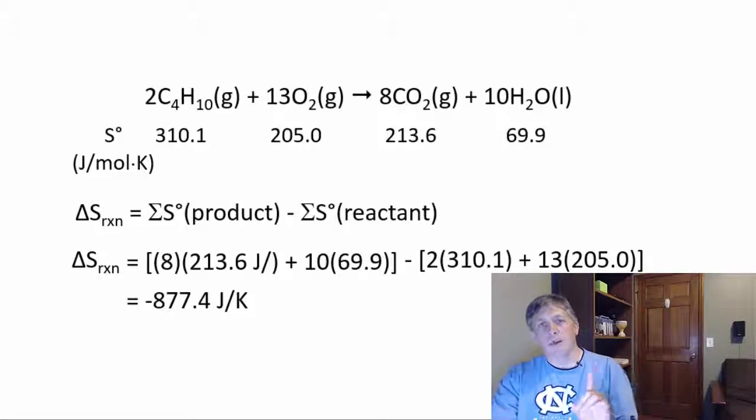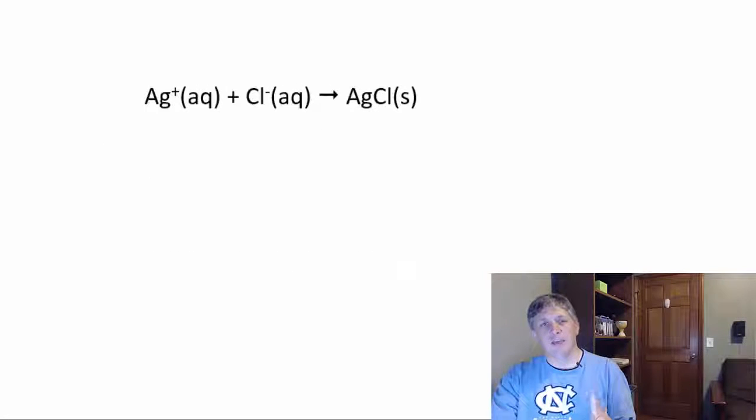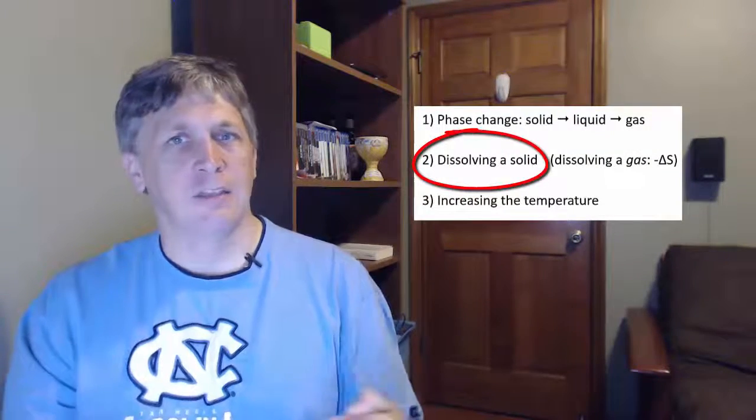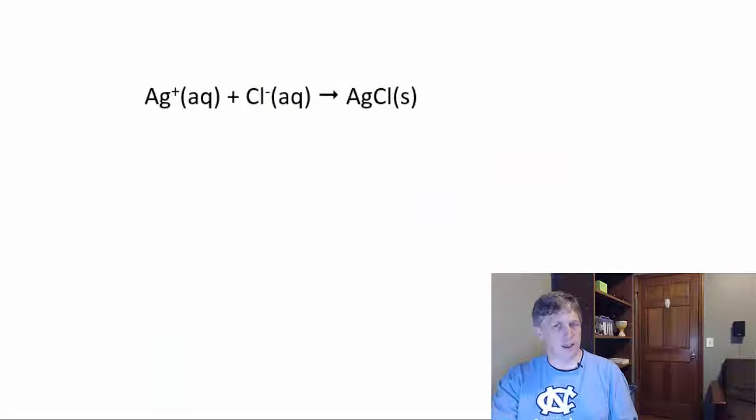So we'll do one more. Now let's look at the reaction between silver ion and chloride ion to give you silver chloride. So it's a precipitation reaction. And precipitation, that's the opposite of dissolving a solid. And earlier we said that when you dissolve a solid, the entropy should increase. Here we're doing the opposite, so it should be the opposite.